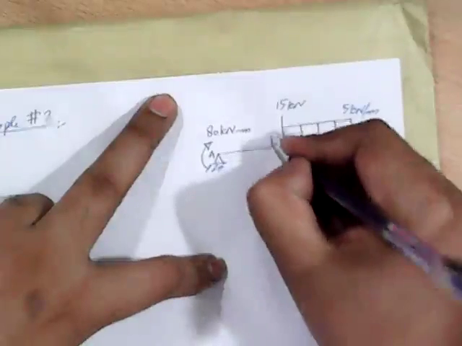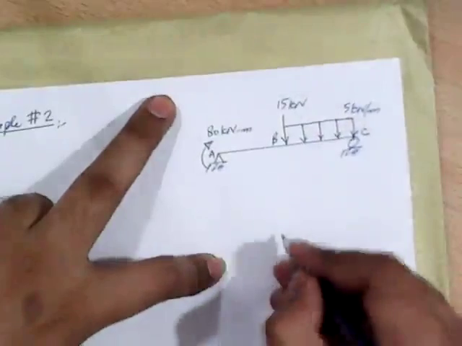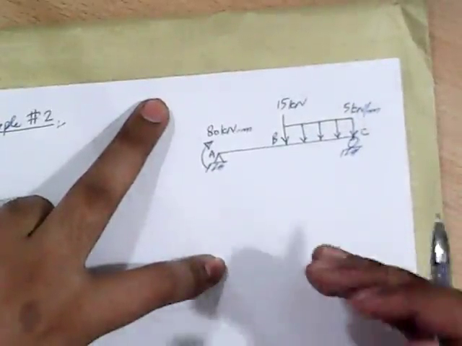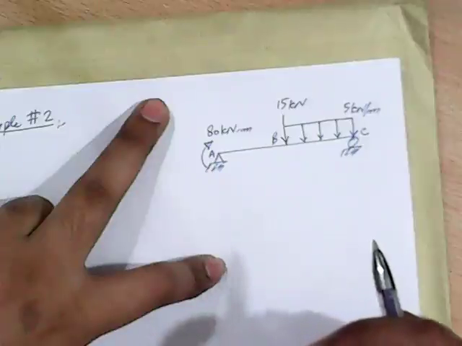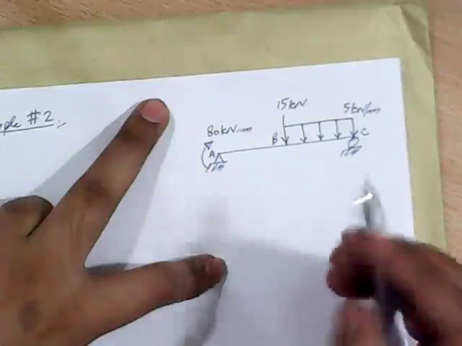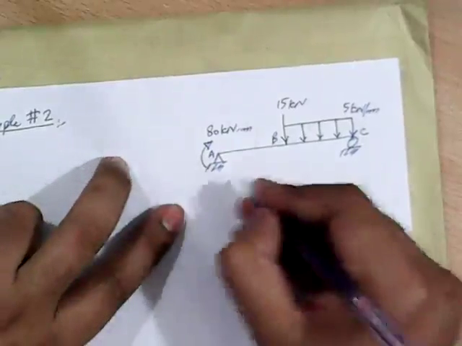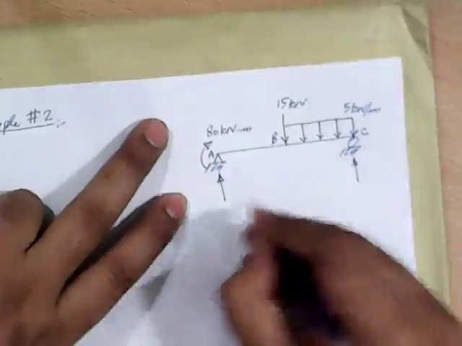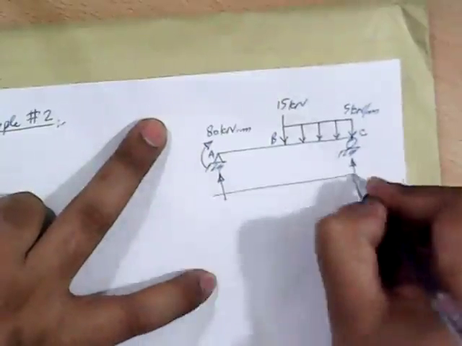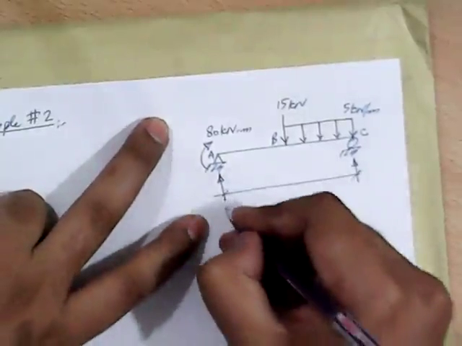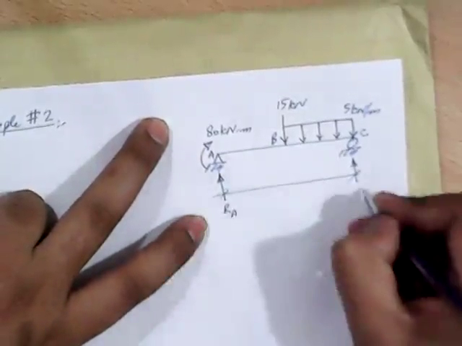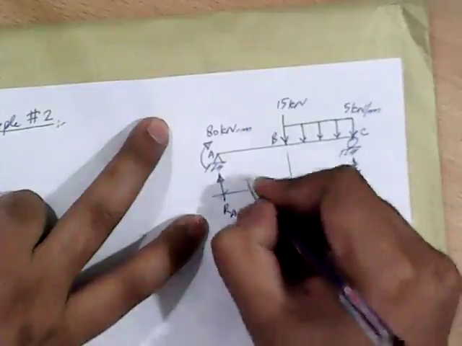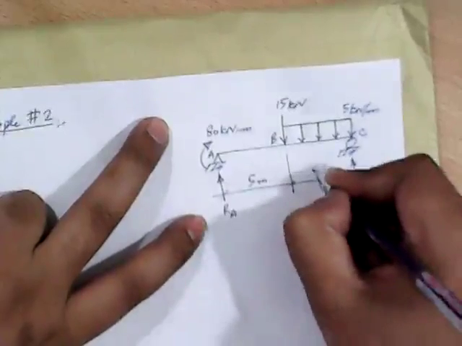This point is A, this point is B, and this point is C. The objective of this problem is again to draw a shear force diagram, bending moment diagram, and elastic curve of the beam. So this beam will have two reactions, as it is a simply supported beam and there is no horizontal load acting. We can call this reaction RA and this reaction RC. These distances are 5 meter and 5 meter.